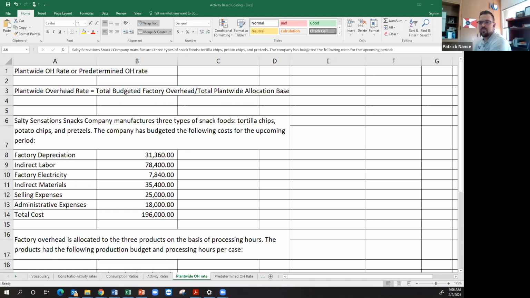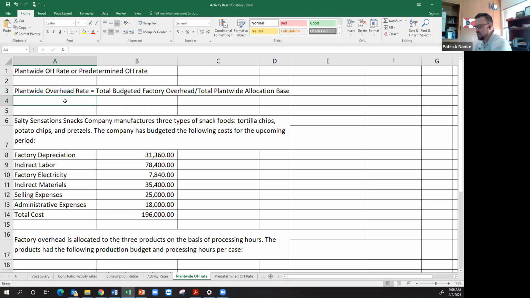So the formula for a plant-wide overhead rate is: plant-wide overhead rate equals the total budgeted factory overhead divided by the total plant-wide allocation base. That sounds really complicated, but really we're going to have a budget of some kind that shows all of our overhead. And then we're going to have an allocation base they're going to have to give us.